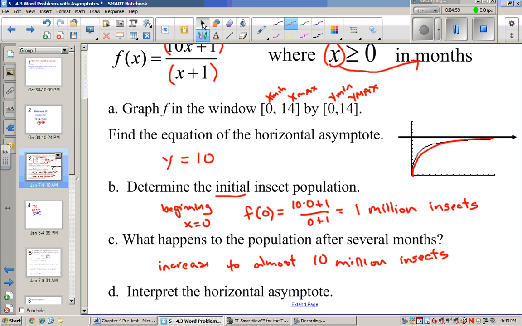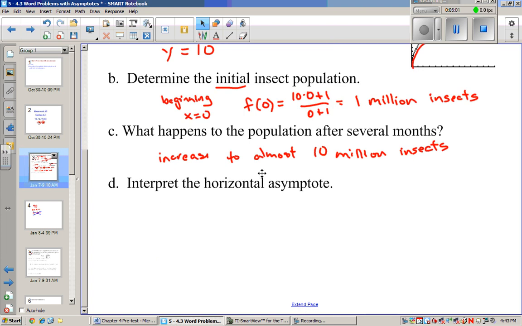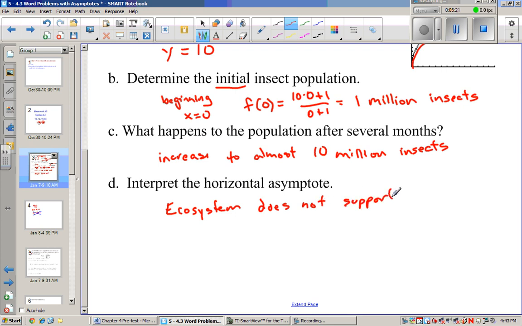Well, in interpreting, I have to think, why is it not going past 10 million? So we might say something like the ecosystem, or at least that's the word some people used in class, I like it. The ecosystem does not support more than 10 million insects.